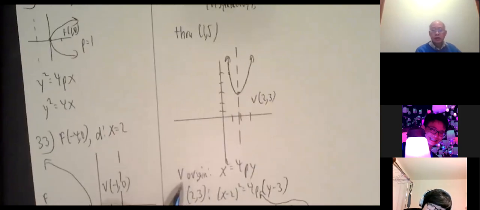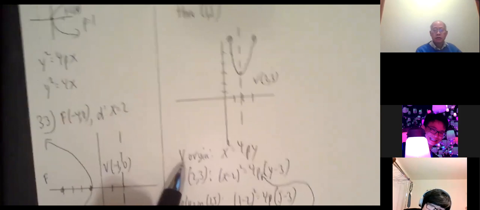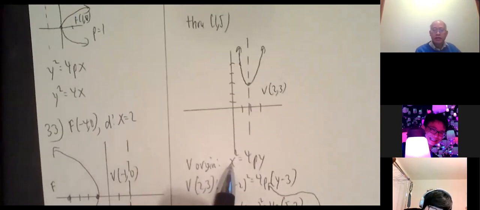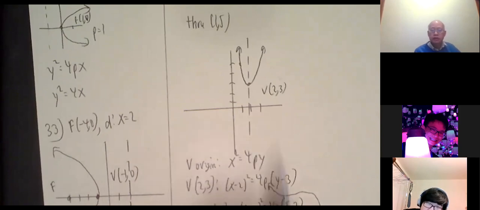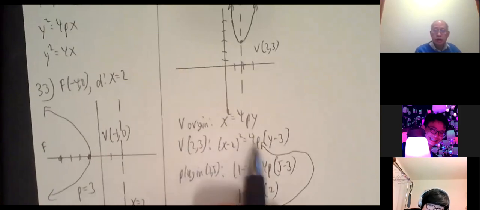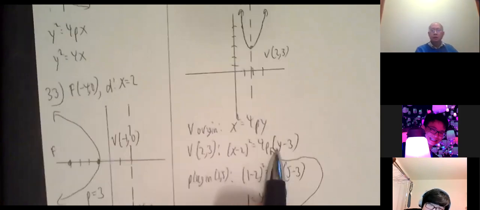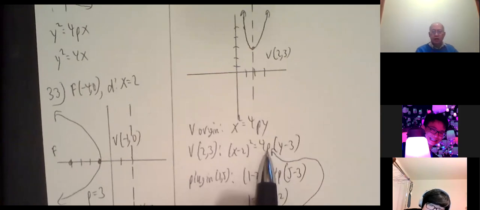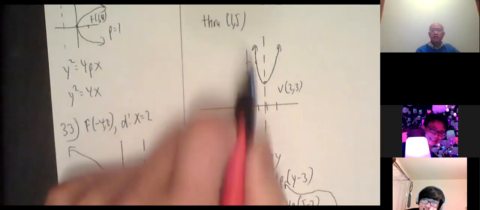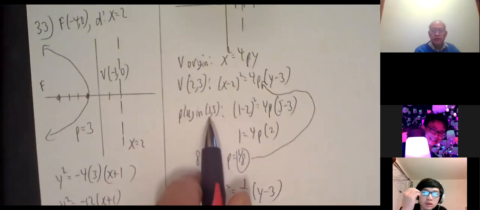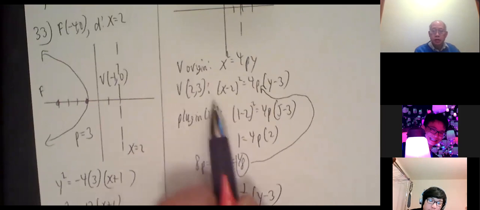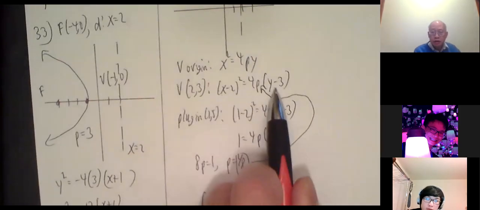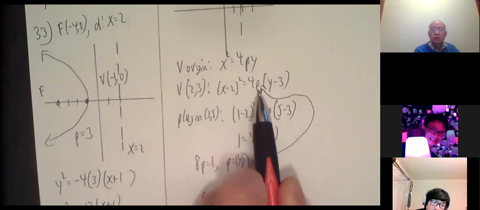If the vertex were at the origin, then it would be x squared equals 4py. Now that the vertex is at 2, 3, that's a shift of 2 to the right, 3 up. So it's going to be x minus 2 squared equals 4p times y minus 3. Now, how do I find p? It goes through 1, 5, so plug in 1 for x, 5 for y, and algebraically solve for p.